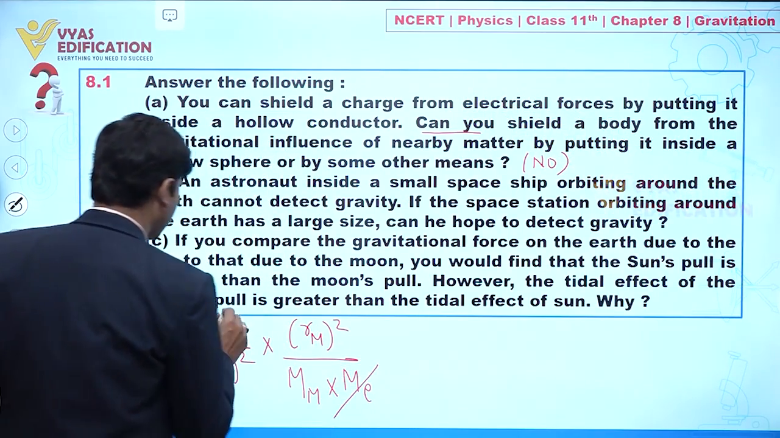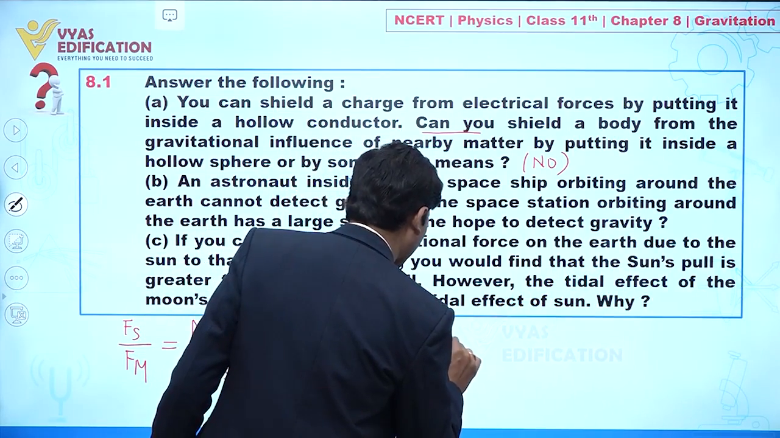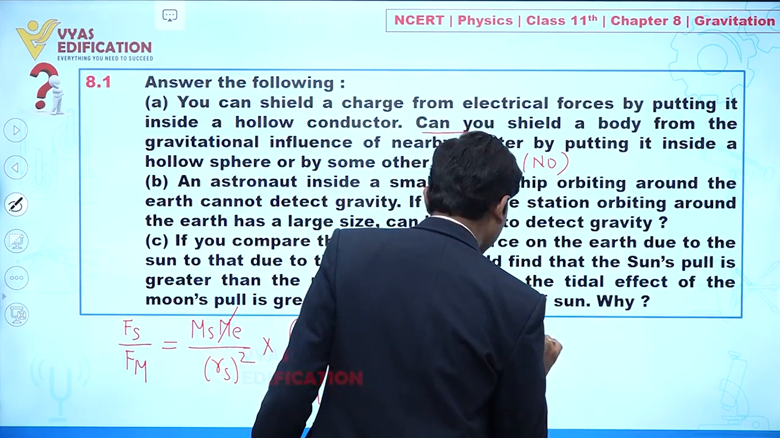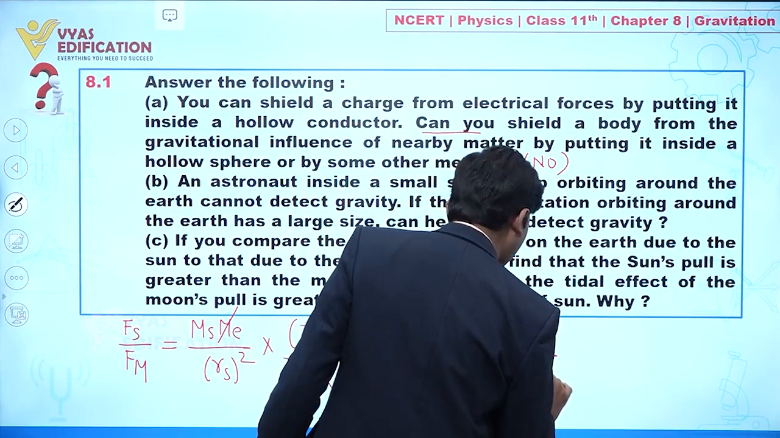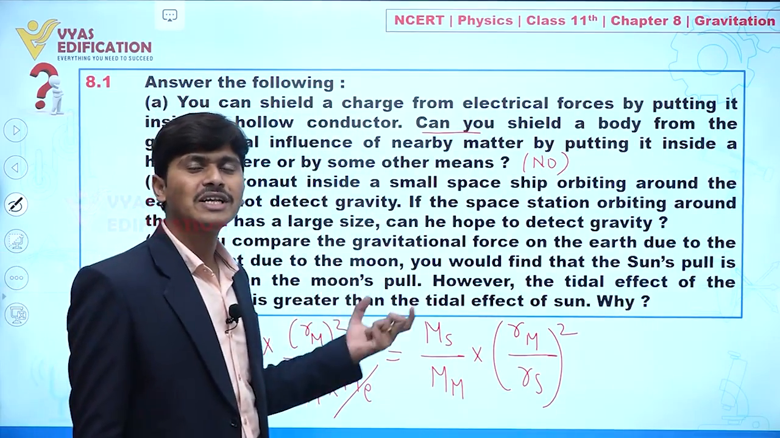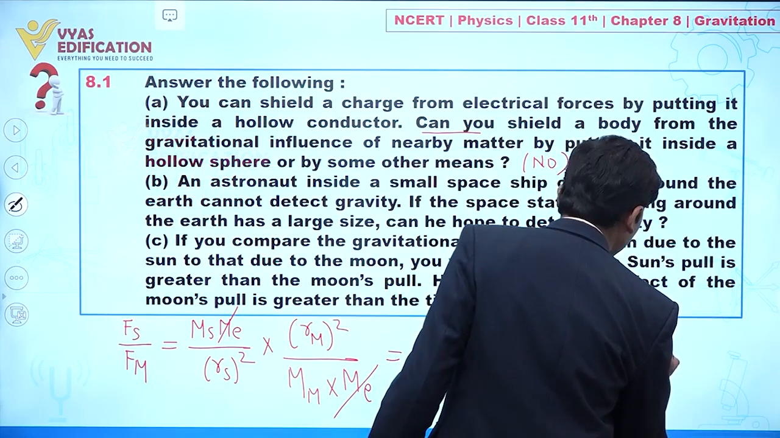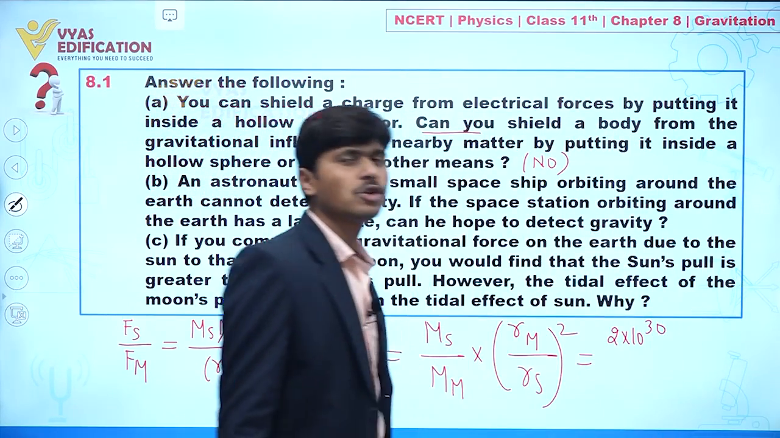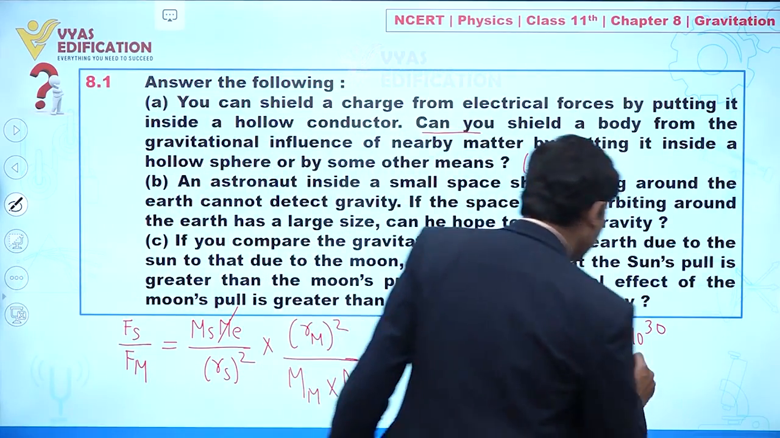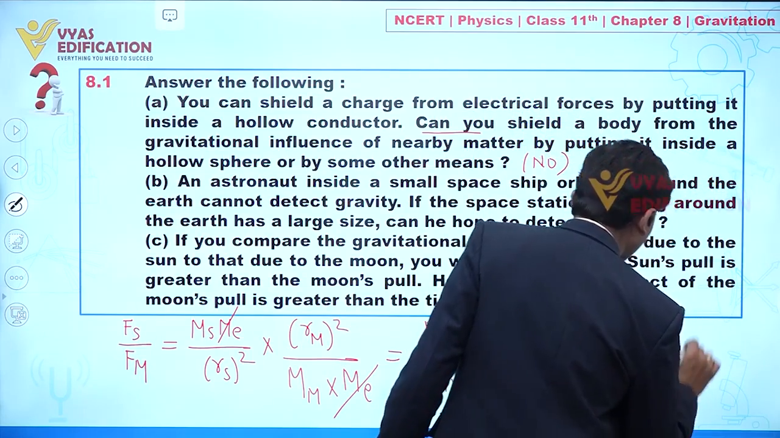So I can say this one and this one cancelled out. From here we can write like this: MS over MM, multiplied by RM divided by RS, and this is whole square. Clear? Now you know the mass of the Sun. We can directly say this is 2 into 10 to the power 30 kg, which is the solar mass. Clear? And the mass of the Moon, we know, is 7.3 into 10 to the power 22 kg.